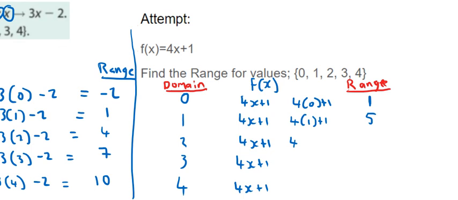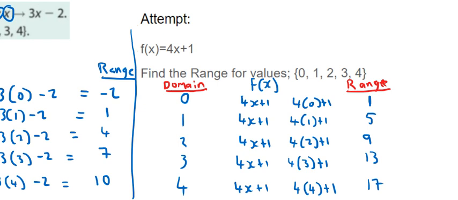Then I have to do 4 multiplied by 2 plus 1. So 4 multiplied by 2 is 8, plus 1 is 9. Then I have to do 4 multiplied by 3 plus 1. So 4 multiplied by 3 is 12, plus 1 is 13. And then 4 multiplied by 4 plus 1. 4 multiplied by 4 is 16, plus 1 is 17. So these are my outputs then, and it's my range.